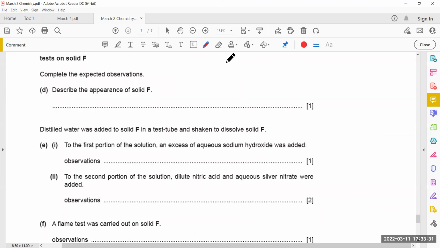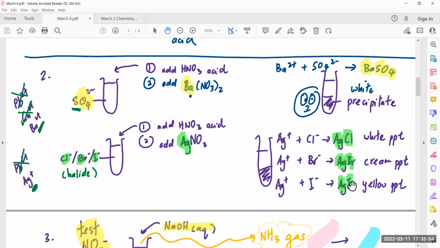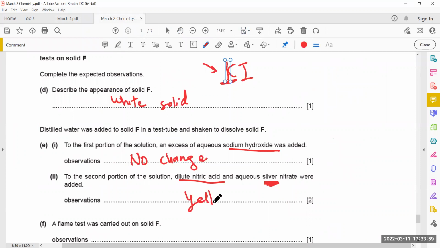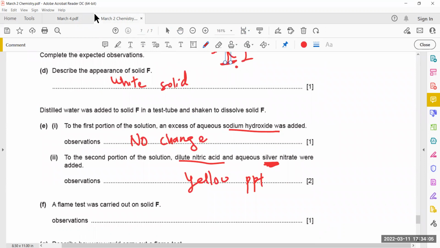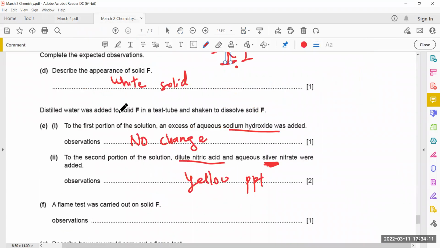F is potassium iodide. Potassium iodide is a white solid, because this one is not a transition metal, so it's white. To the first portion, add sodium hydroxide, no changes. Potassium has no precipitate. Add dilute nitric acid and then silver nitrate. Silver and iodide, what's the color? Yellow precipitate. Flame test, potassium, what color? Lilac. Potassium is a lilac flame.